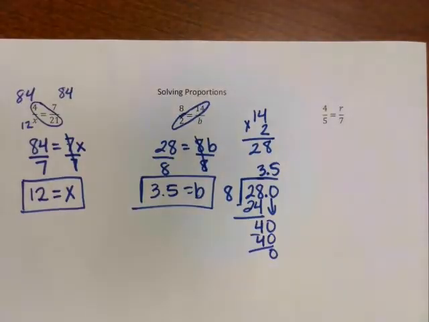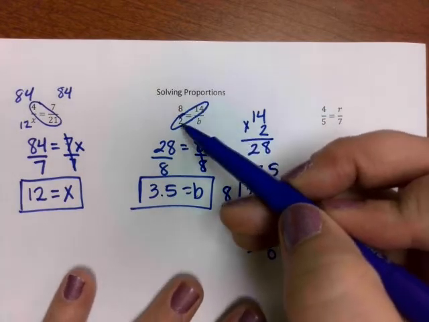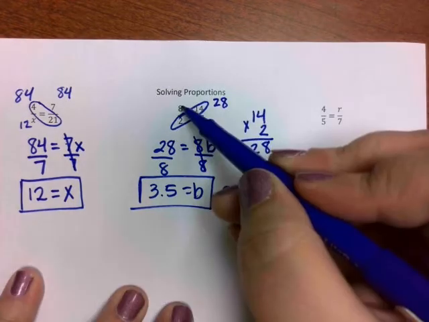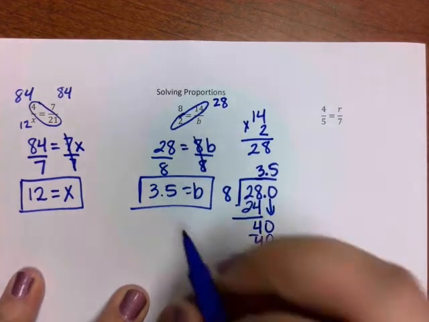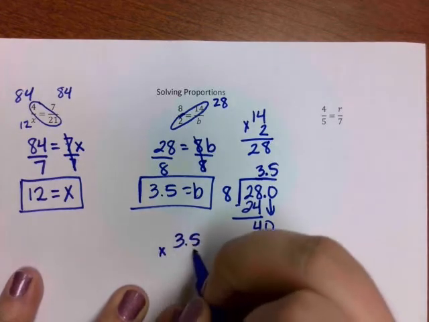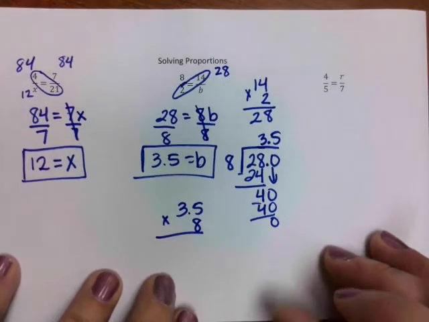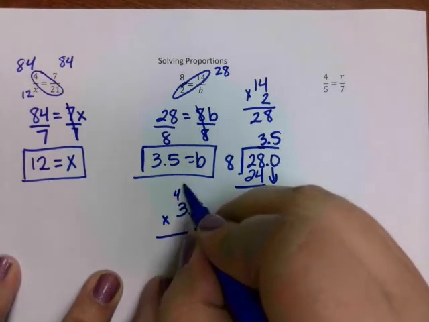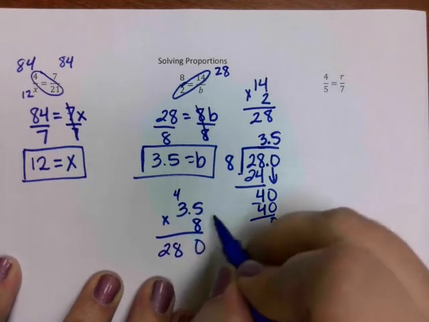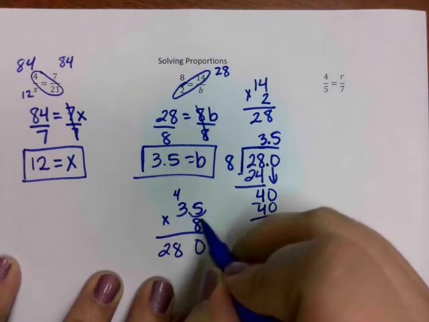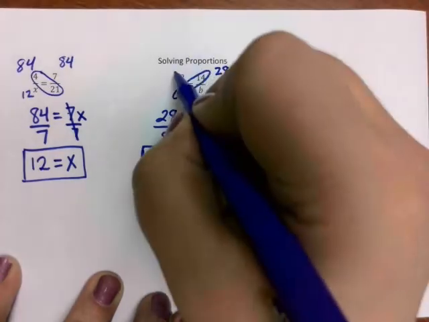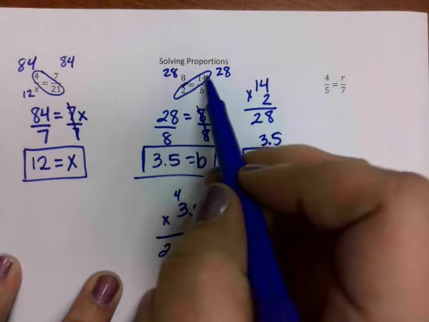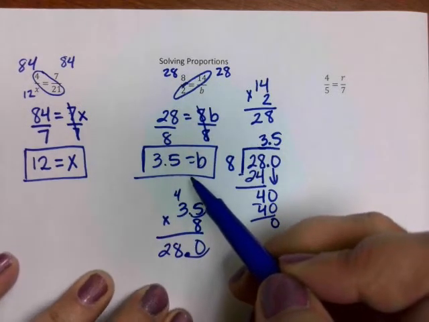So again, we could check our work and prove it. I know that 14 times 2 got me 28. So all I would have to do here to check it is multiply 8 times B, or 8 times 3.5. Remember, you don't have to line up decimals when you multiply. So 8 times 5 is 40, 24, 25, 26, 27, 28. And then move my decimal one time because I only have one number past the decimal. And I get 28, or 28.0, which is the same thing as 28. So because these cross products are equal, I proved that my answer of 3.5 is correct.